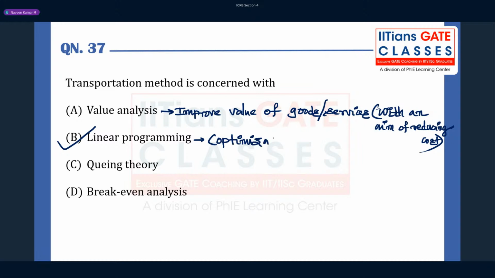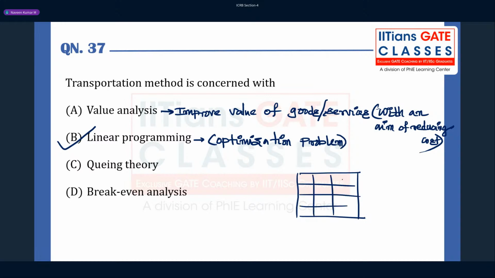So transportation is also some kind of an optimization problem. If you read the transportation, it will be easy for me, right? You have some kind of demand and supply thing. So this is demand and this is supply. Now let's say there are 80 cars that you have to send to some place, and 30 cars you are manufacturing. Okay, the demand.